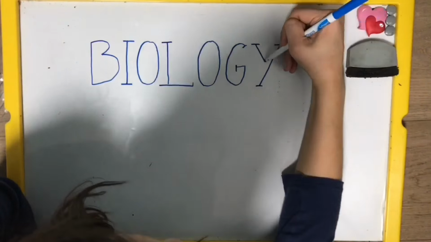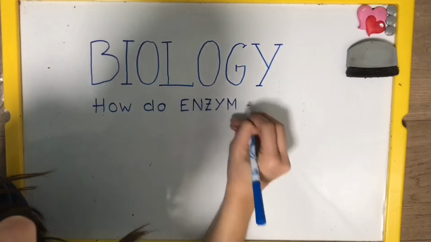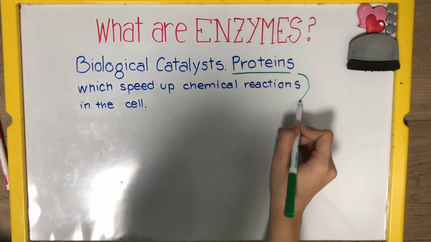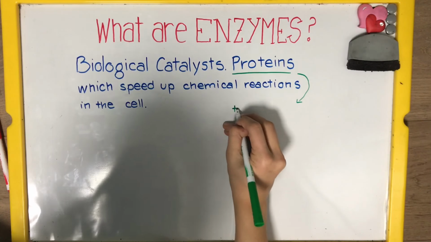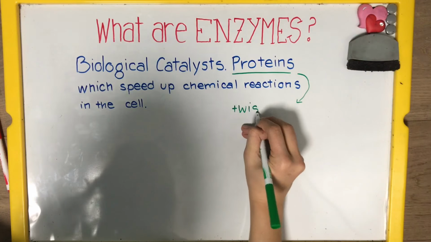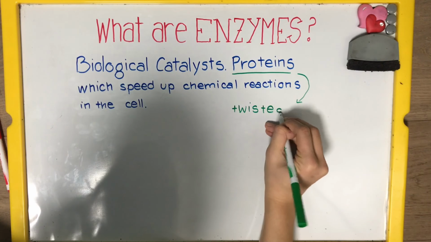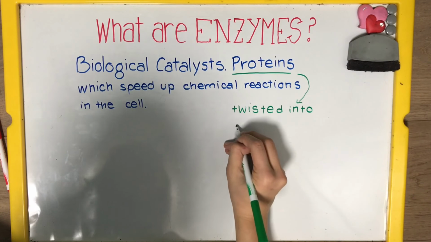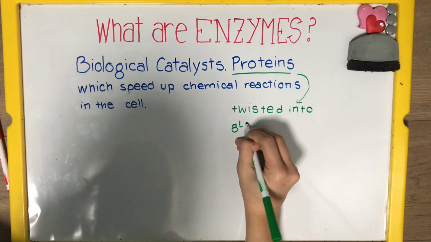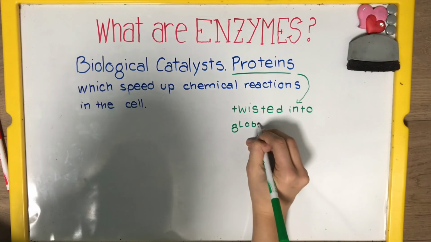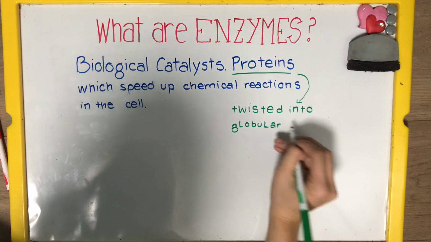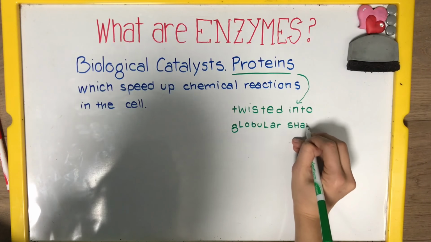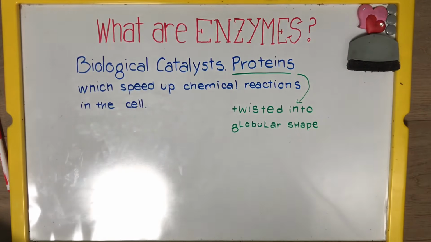Biology. How do enzymes work? What are enzymes? Well, they're biological catalysts. In other words, proteins which speed up chemical reactions in the cell. And these are proteins twisted into a globular shape. Without enzymes, living organisms wouldn't be able to survive, as the chemical reactions needed to survive would happen too slowly.